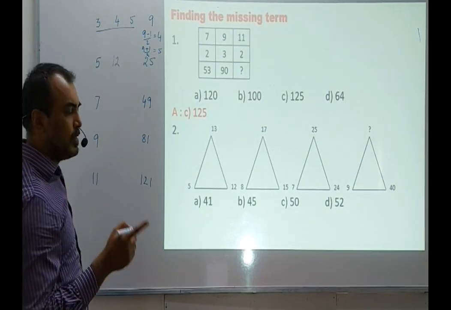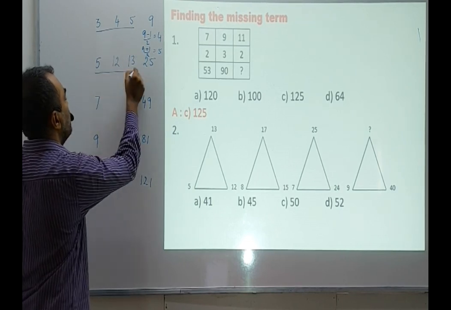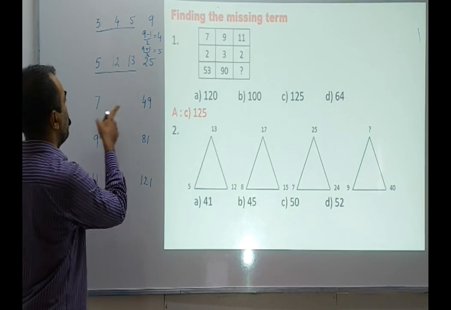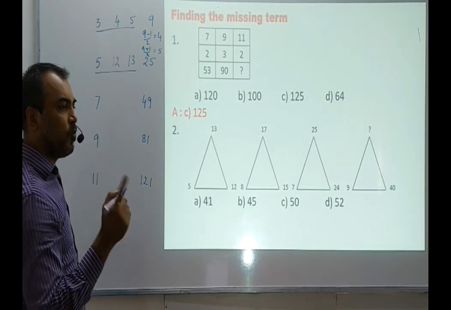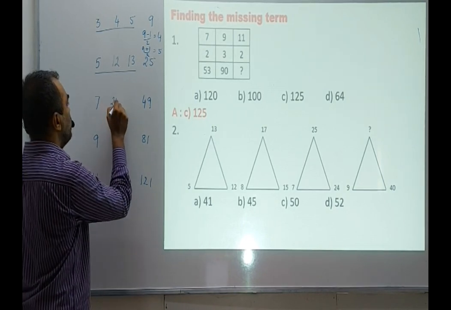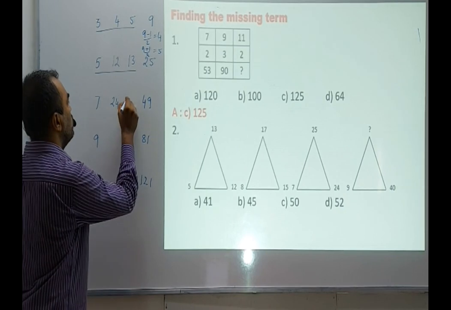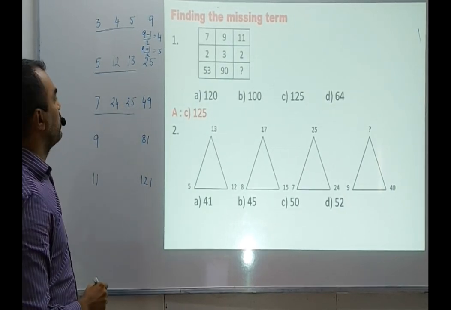25 plus 1 is 26, divided by 2 is 13. So 5, 12 and 13 is a Pythagorean triplet. 7 square is 49. 49 minus 1 is 48. 48 divided by 2 is 24. 49 plus 1 is 50. 50 divided by 2 is 25. So 7, 24 and 25 is a Pythagorean triplet.